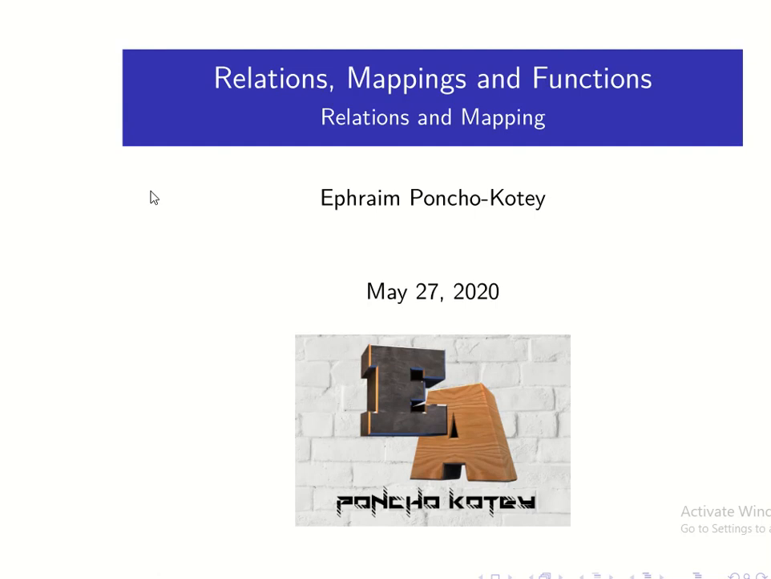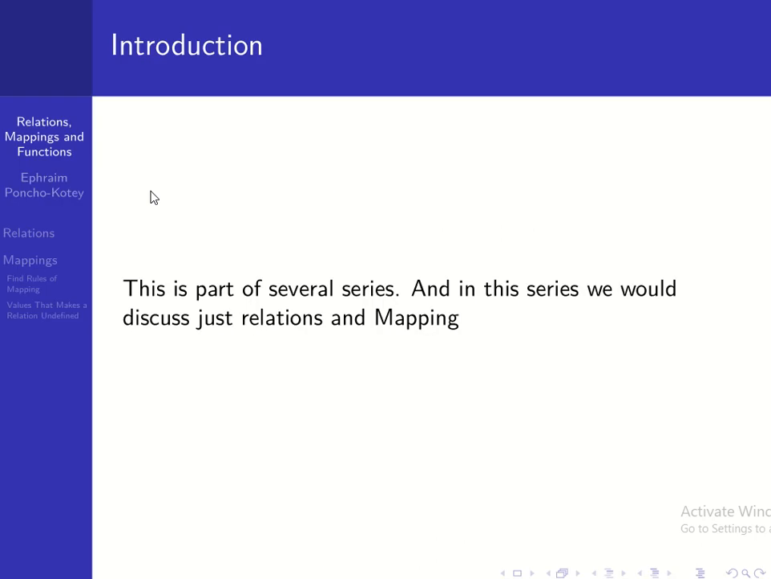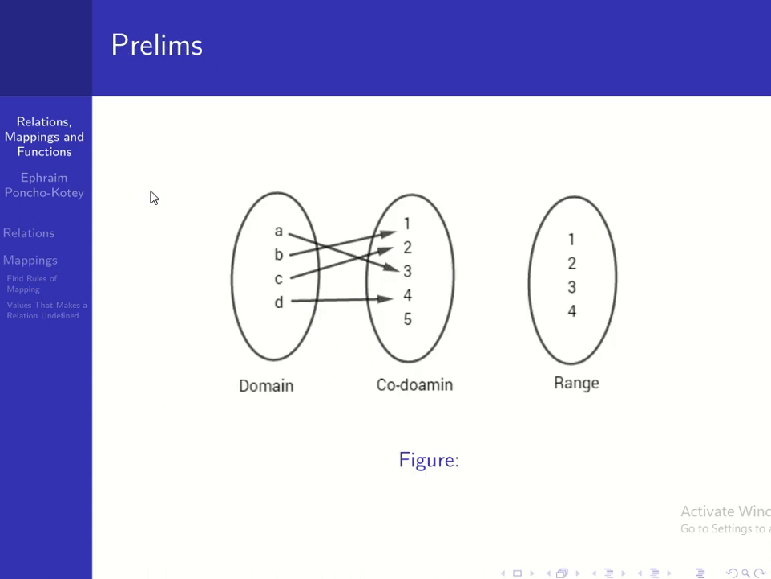And today we'll be discussing relations, mappings, and functions. Our main focus will be on relations and mappings, and in the next series, we will consider functions. Now, what do we need to know? We need to know what the domain, codomain, and range are.